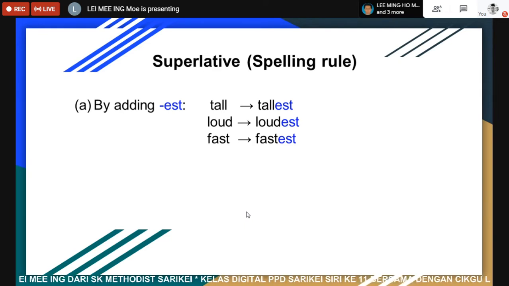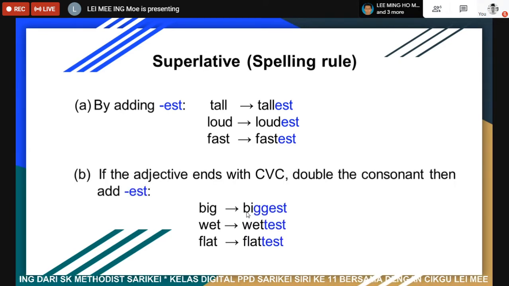Now, rule number 2. If the adjective ends with CVC, we double the consonant and then add est. For comparative, we add er, right? For superlative, we add est. So big, one syllable, becomes biggest, CVC, double the consonant G plus est.